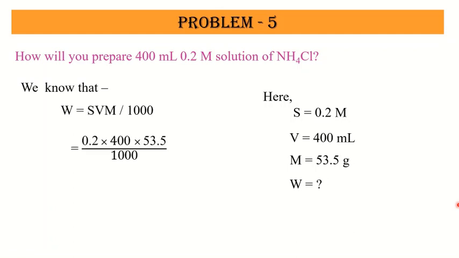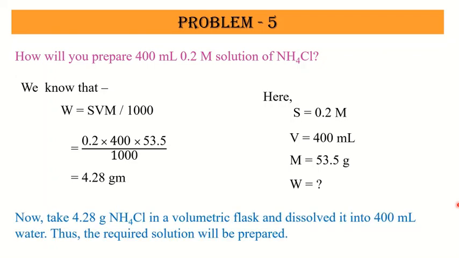You have to find out the amount of solute, W equals what? So W equals SVM divided by 1000. After putting all these values, we get W equals 4.28 gram. So you need 4.28 gram ammonium chloride to make 400 ml 0.2 molar ammonium chloride solution. So what will you do? You will measure 4.28 gram ammonium chloride and you will dissolve this 4.28 gram ammonium chloride in 400 ml water in a volumetric flask. Thus, the required solution will be prepared.